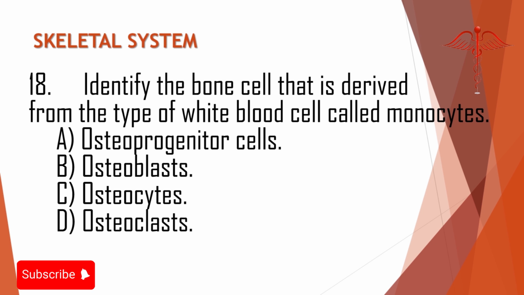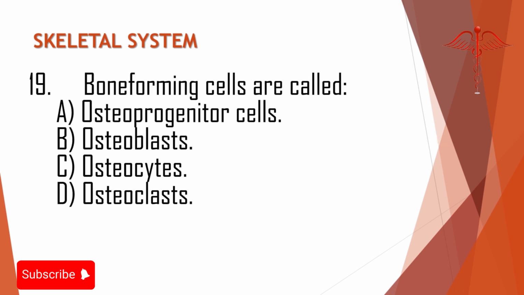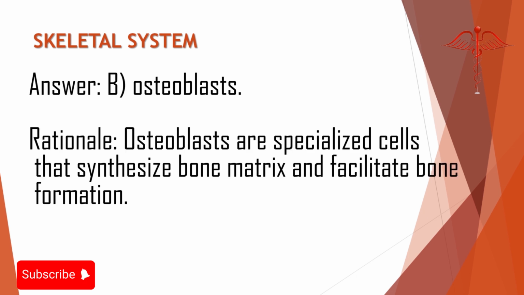Osteocytes, D. Osteoclasts. Answer: D. Osteoclasts. Rationale: osteoclasts are large, multinucleated cells derived from monocytes, and they are responsible for bone resorption, breaking down bone tissue. 19. Bone-forming cells are called A. Osteoprogenitor cells, B. Osteoblasts, C. Osteocytes, D. Osteoclasts. Answer: B. Osteoblasts. Rationale: osteoblasts are specialized cells that synthesize bone matrix and facilitate bone formation.